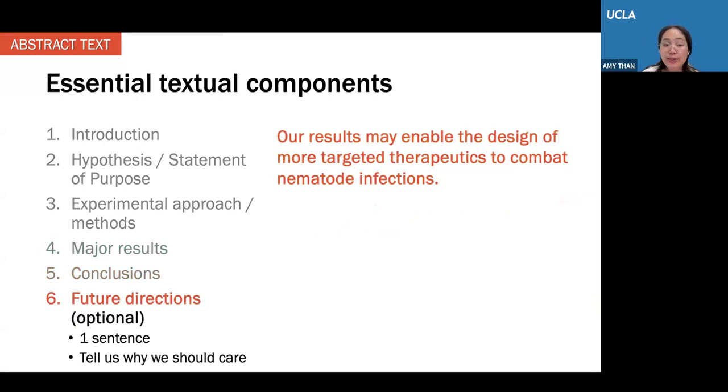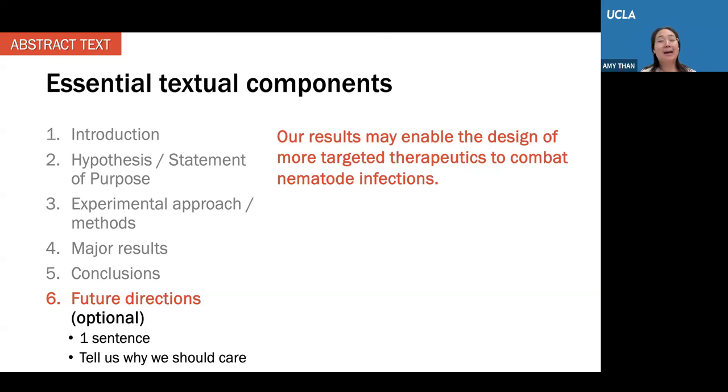So something else that you can include is the future directions of this project. This is optional. It could be just one sentence, or you can elaborate more if you have space. But you want to tell the reader why they should care about your project. For this project, an example would be, our results may enable the design of more targeted therapeutics to combat nematode infections. So it's essentially telling the reader why they should care. It's because the results from this project could help future therapies become developed or maybe become introduced in the pipeline of what research is currently being done.